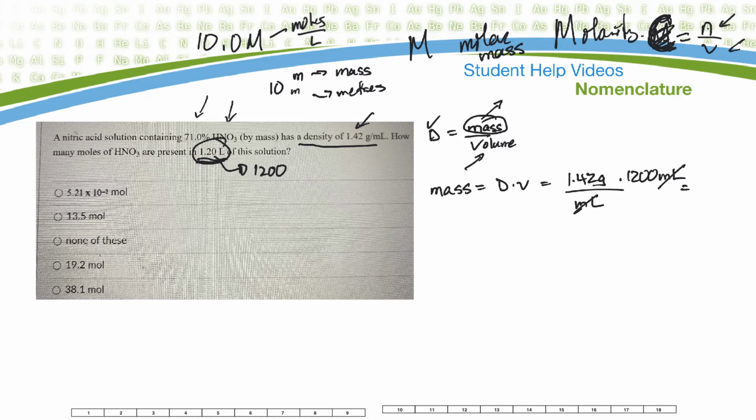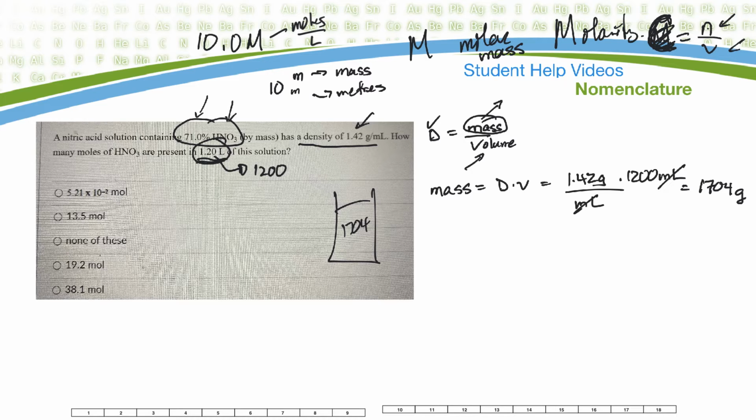Calculator, 1.42 times 1,200. Okay, so that came out to 1,704 grams. So that's how much that whole container would weigh, is 1,704. And then they say 71% of that is nitric acid. So how much is that?